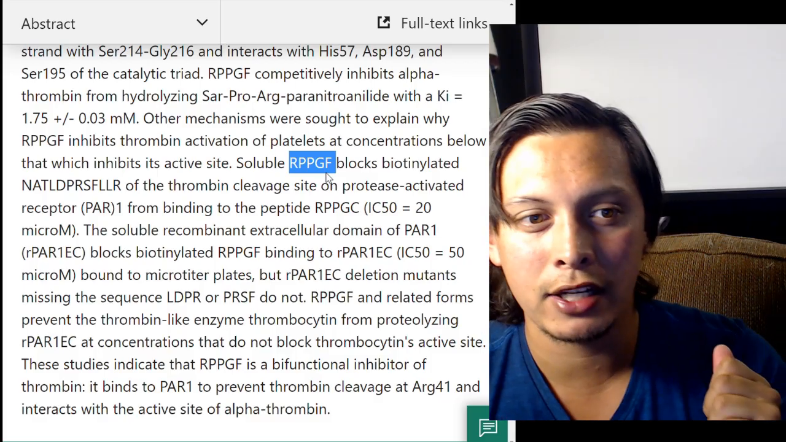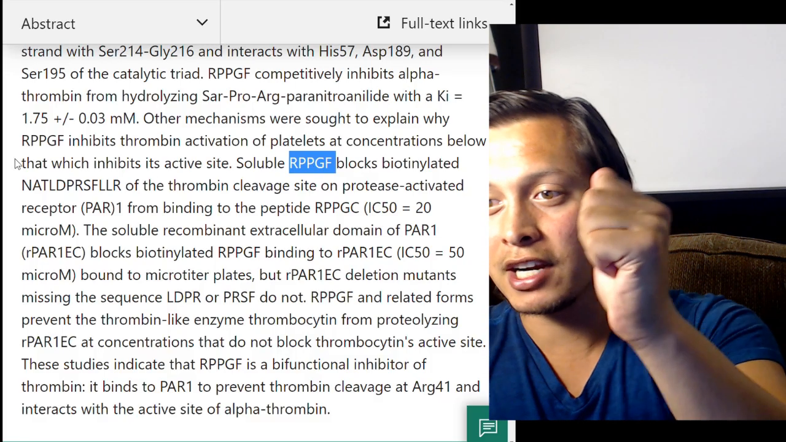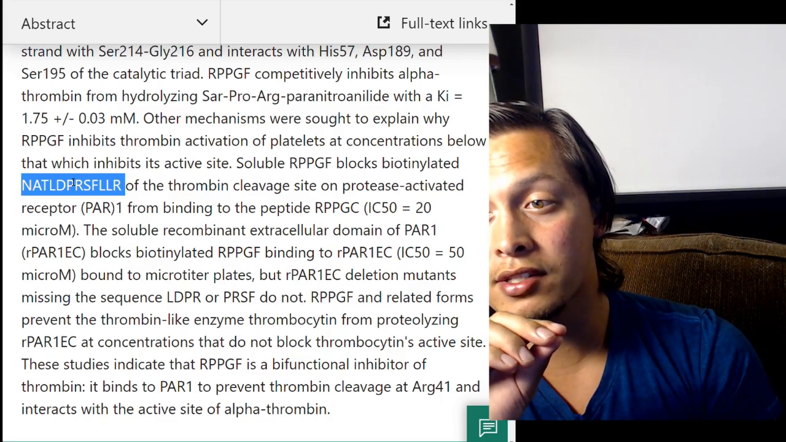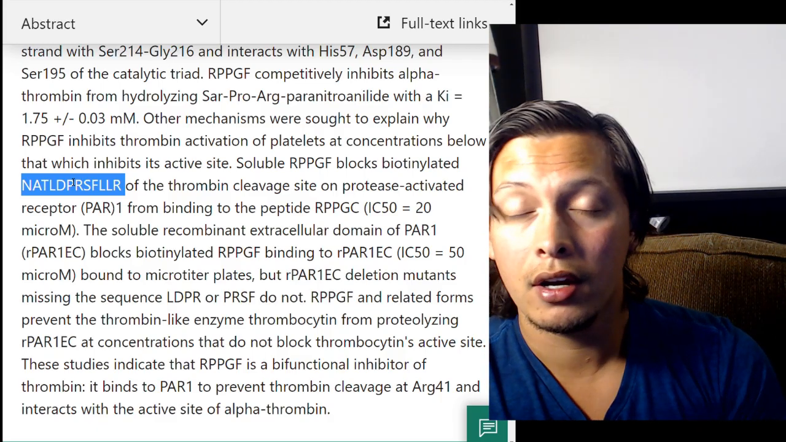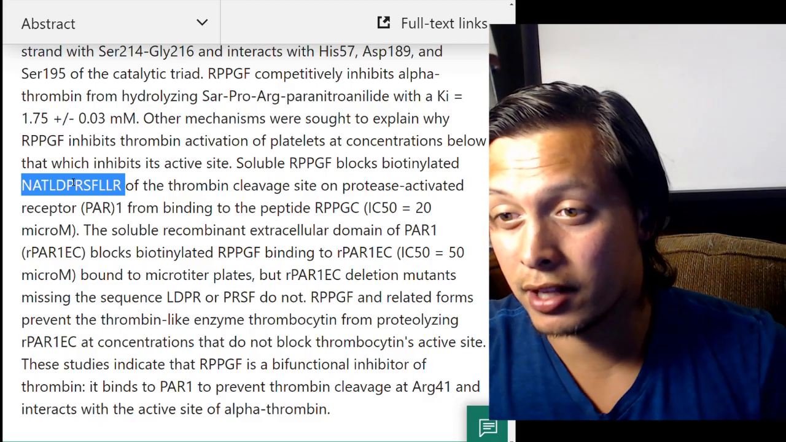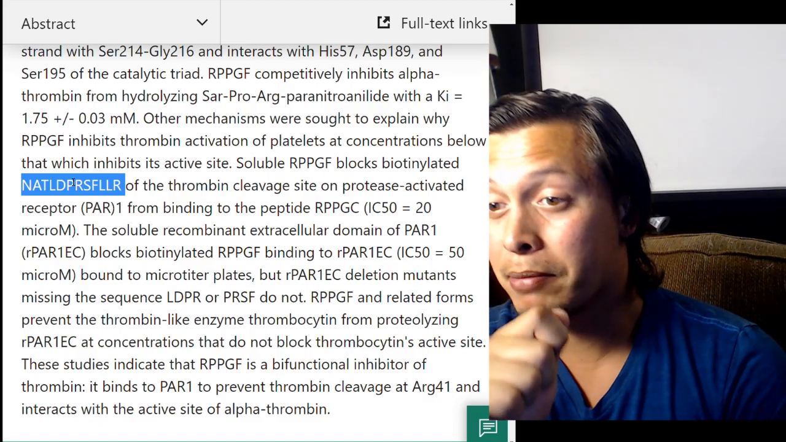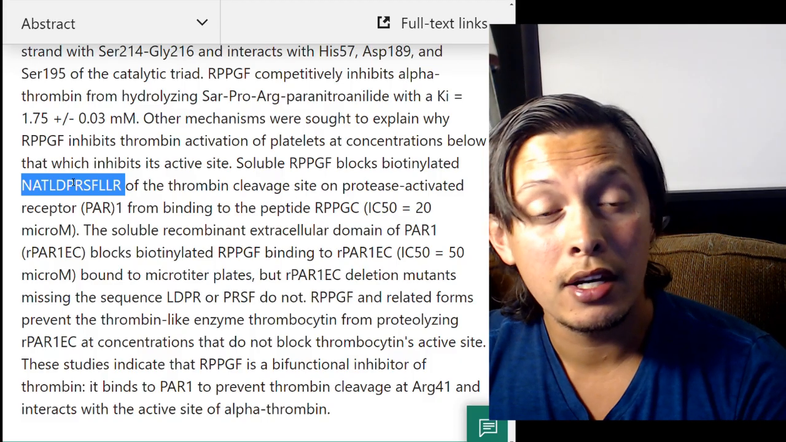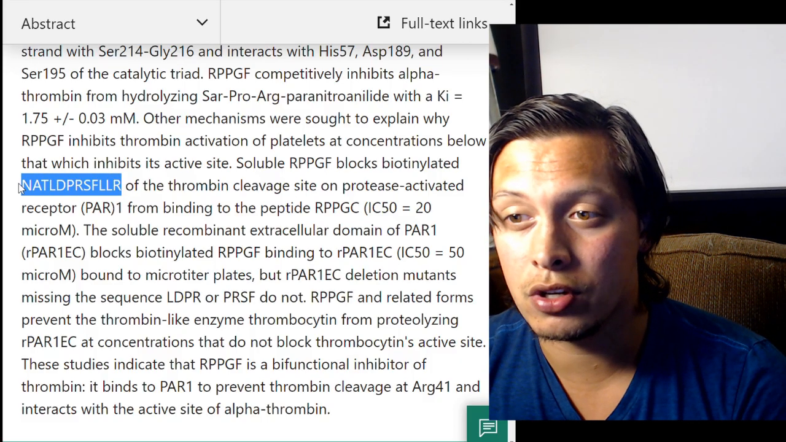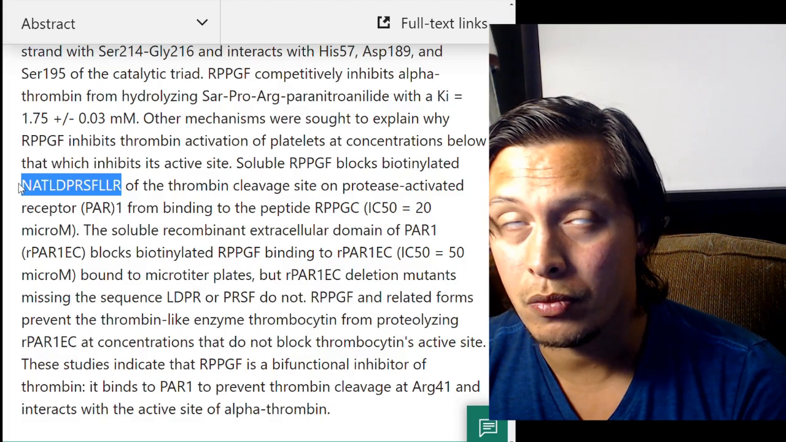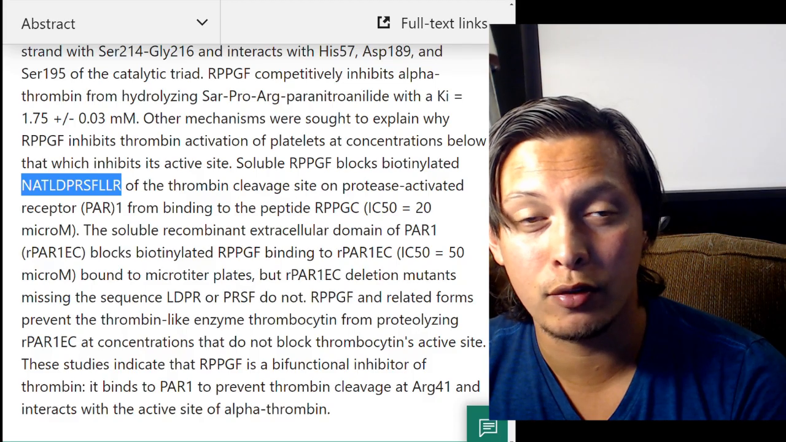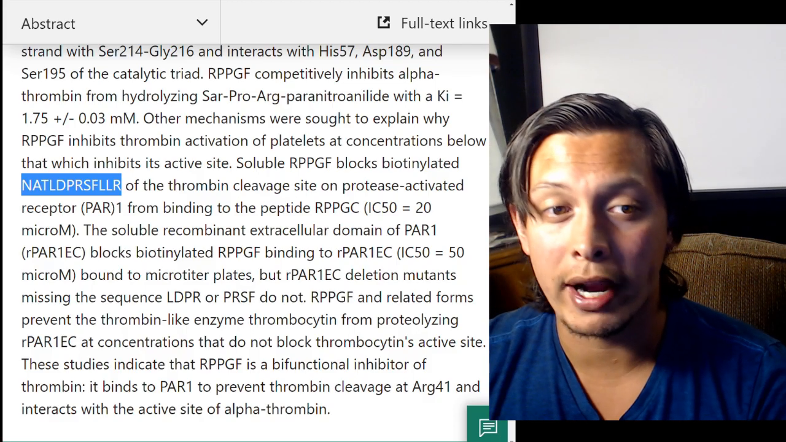Well, if it's not just binding with thrombin, but it's binding with the substrate of thrombin. Oh, okay, okay. I think I'm starting to get this now. If it's binding with the substrate of thrombin, and it might actually bind even better to the substrate, then that would be another way to inhibit the thrombin from working correctly.